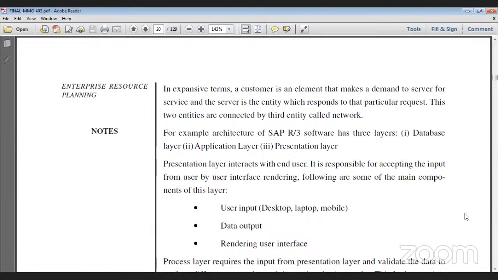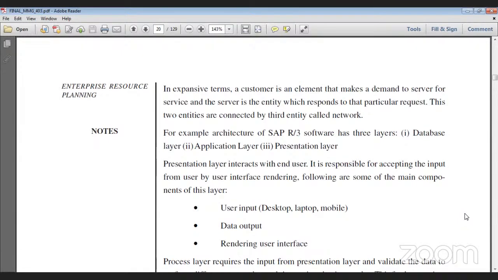Software is laid out here. For example, SAP software has three layers: the database layer, the application layer, and the third is the presentation layer. The presentation layer interfaces with the end user.